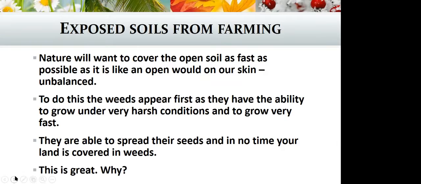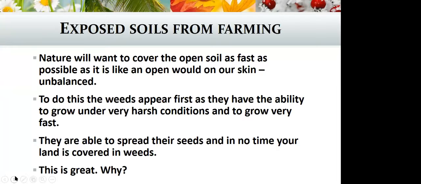When we look at exposed soils from farming, so a farmer's just gone and cleared a patch of land that you're wanting to grow, nature will want to cover that open soil as fast as possible because it's like an open wound on our skin and it's unbalanced. The energy fields are unbalanced.